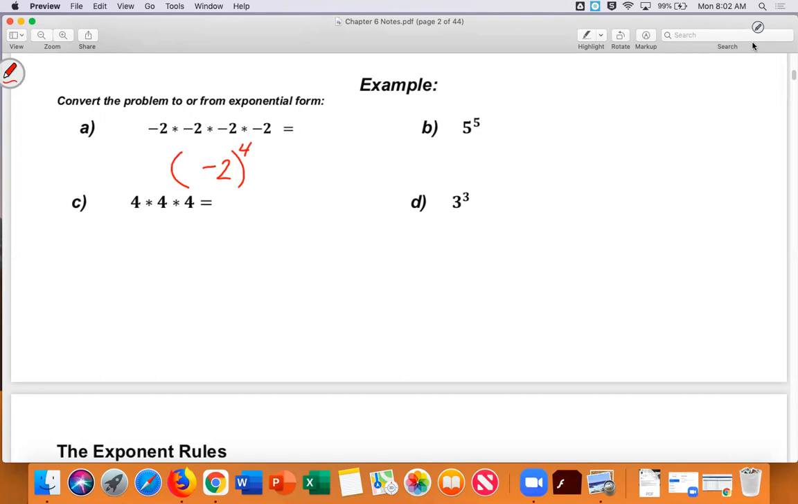Here. Let's go with Kanye. What would this be? 4 to the what? 4 to the 3rd. Harshan, how many times am I multiplying 5 by itself? So I'm going to write this as 5 times 5 times 5 times 5 times 5.